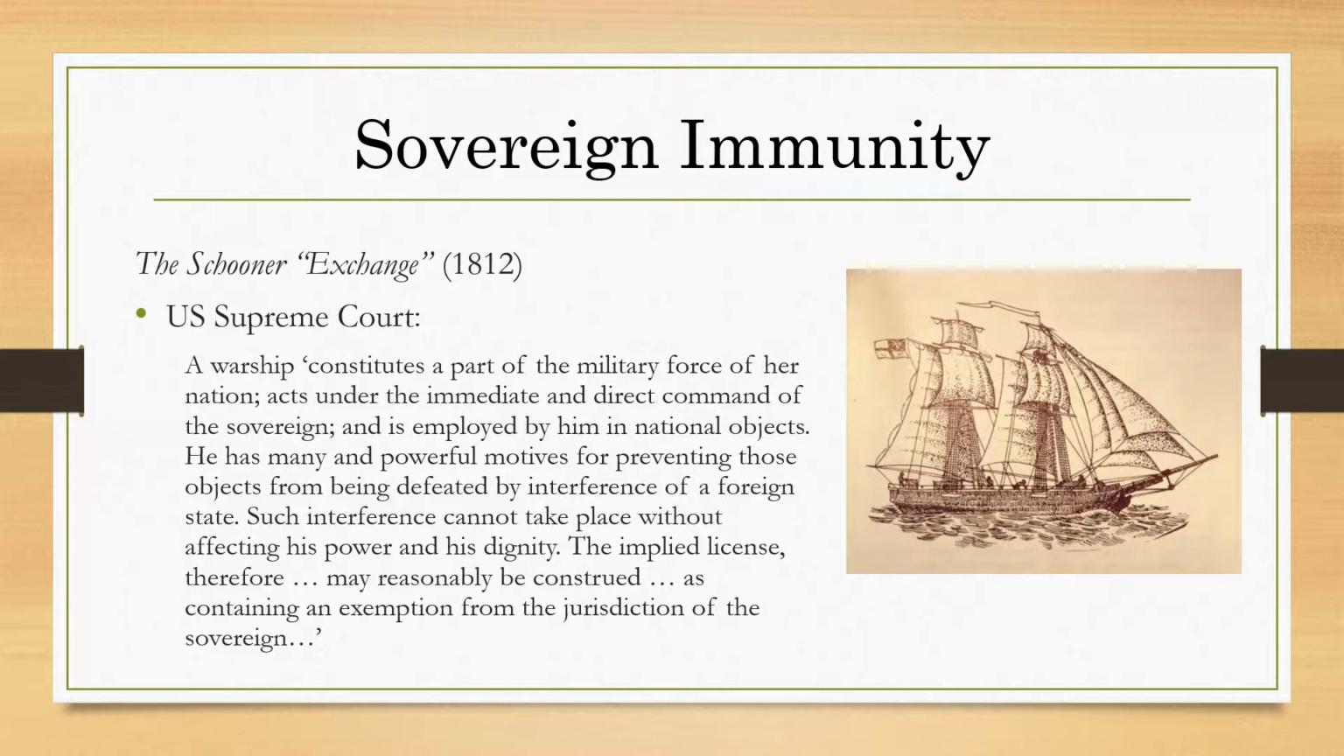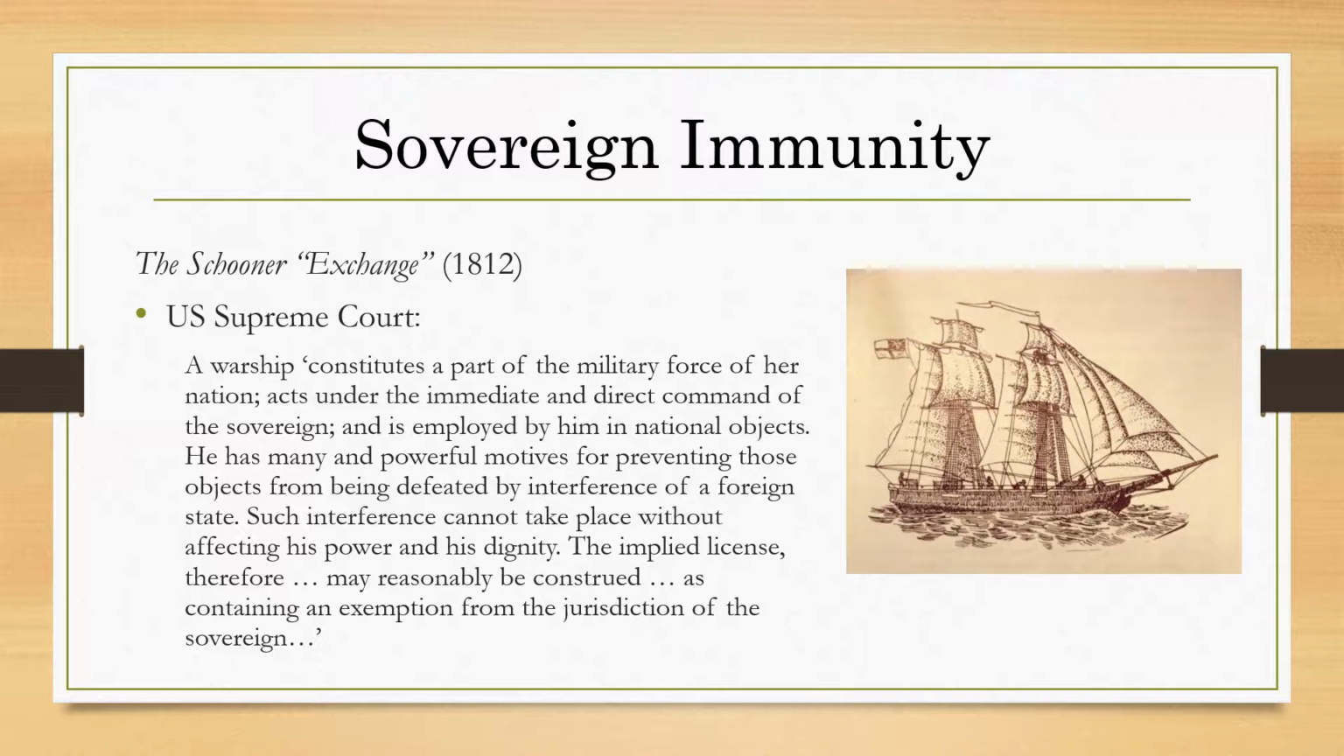state. So it said that a warship constitutes part of the military force of her nation, acts under the immediate and direct command of the sovereign, and is employed by him in national objects. He has many and powerful motives for preventing those objects from being defeated by interference of a foreign state. Such interference cannot take place without affecting his power and his dignity. The implied license, therefore, may reasonably be construed as constraining an exemption from the jurisdiction of the sovereign.